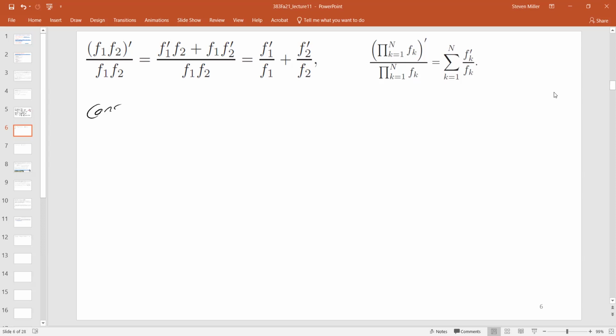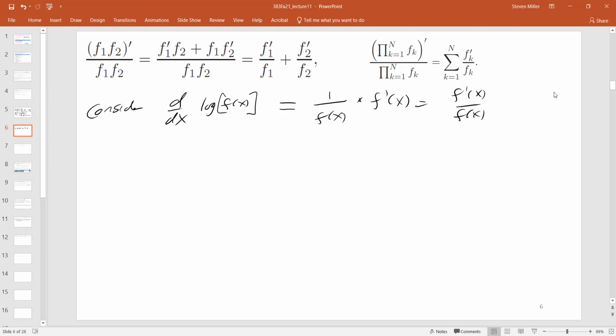Well, let's consider d by dx of the log of f of x. So what rule would you use to take this derivative? Chain rule. So the derivative of log is going to be 1 over f of x times f prime of x, or f prime of x over f of x. This is the logarithmic derivative.